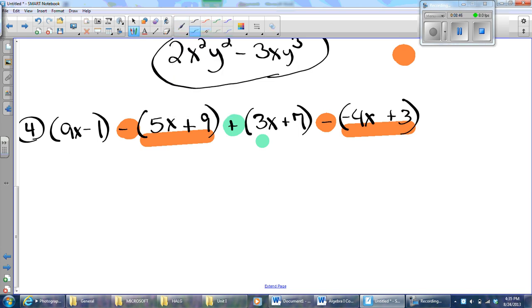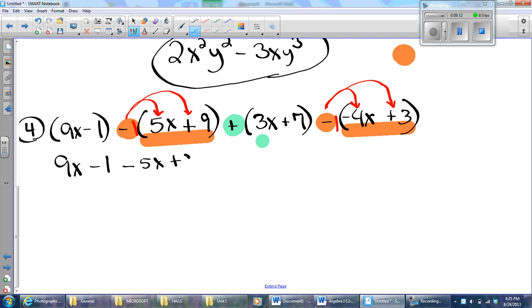All right, so if I distribute the negative here and here, and of course in the second quantity I'm going to distribute here and here. Remember, when I distribute a negative, I'm multiplying through by -1. Multiplying everything in the quantity by -1. So my first quantity is 9x minus 1. Then minus 5x plus 9 plus 3x. Oops, I made a mistake there, didn't I?